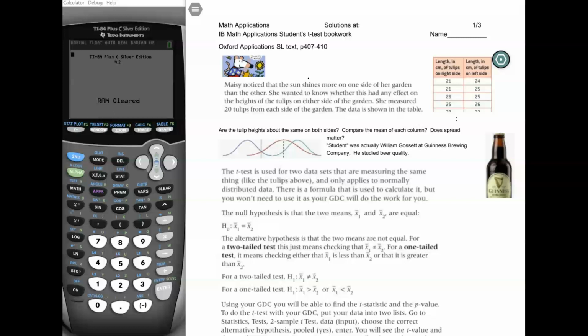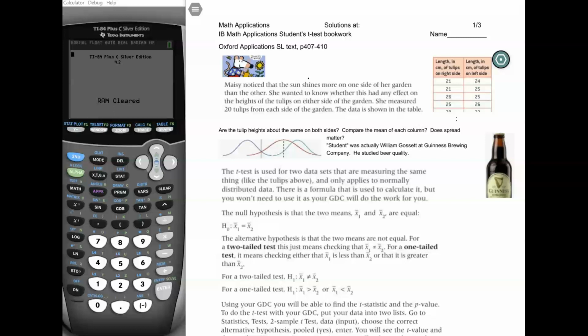Okay? So here's the problem that we start with looking at. Maisie noticed that the sun shines more on one side of her garden than on the other. She wanted to know whether this had any effect on the height of the tulips on either side of the garden. She measured 20 tulips from each side of the garden in the data shown in the table. One of the easiest things to apply in the IA is chi-squared. The second easiest thing to apply might be this, okay? This or linear regression, okay?